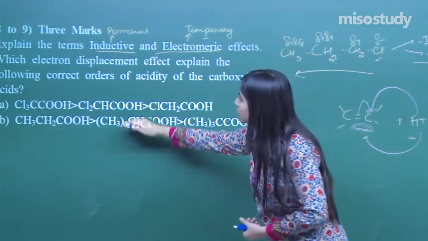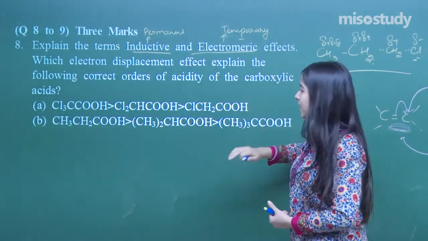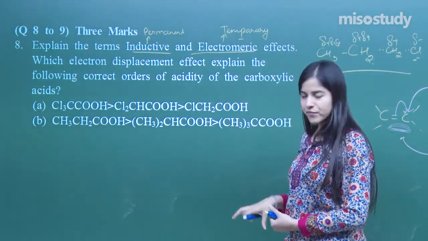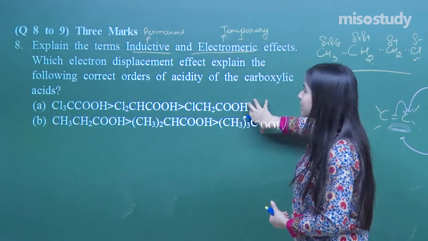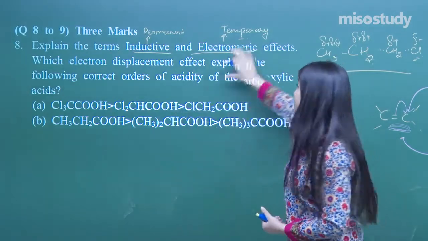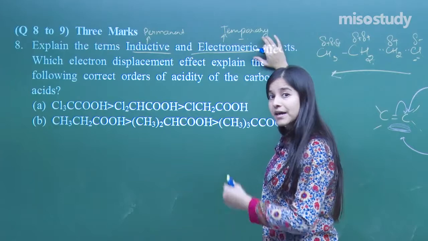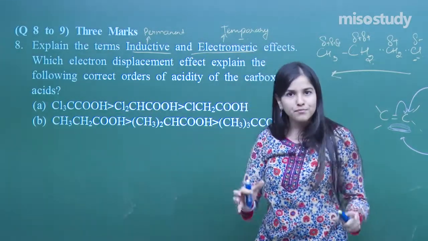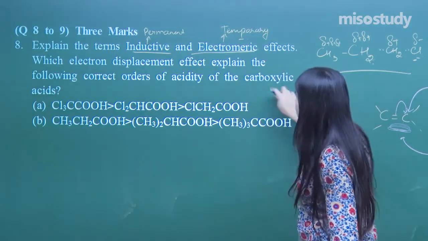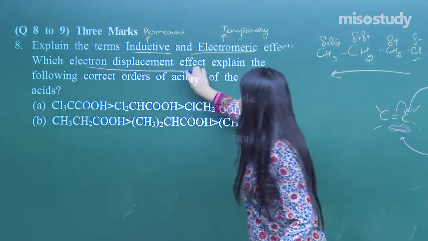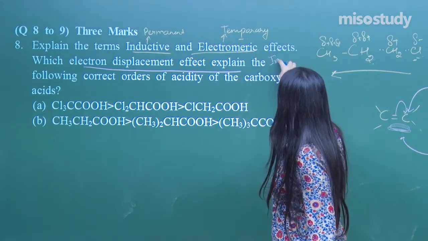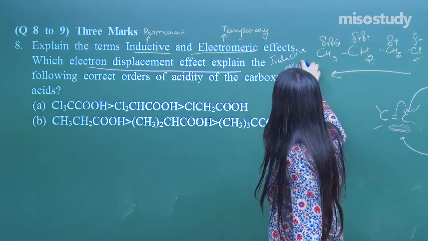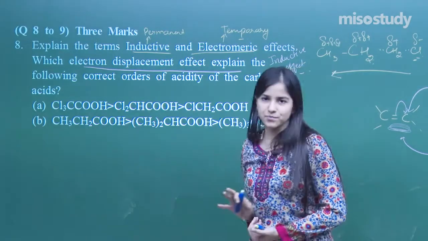Now, let us move on to determining the acidities, and you see these are simple compounds which have been given. So, basically these compounds will be having a permanent effect, not a temporary one, because temporary is the electromeric and it always occurs in the presence of a species. I am not given a species over here, just the simple molecules. So, which electron displacement effect explains it? It is the inductive effect. Yes? Okay, then let me discuss how the acidity order has been decided, fine.